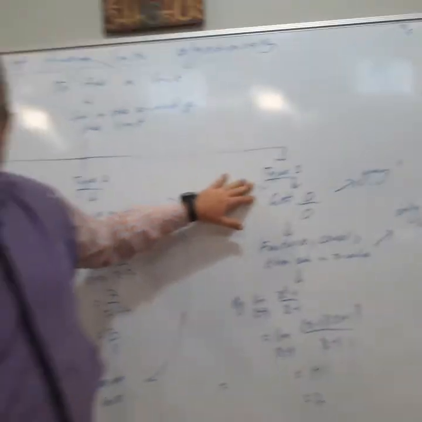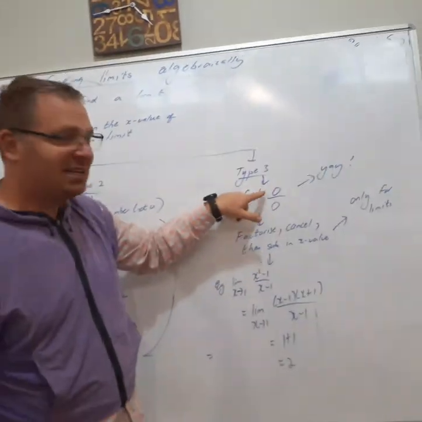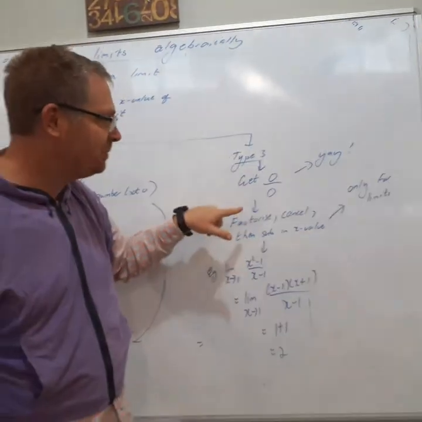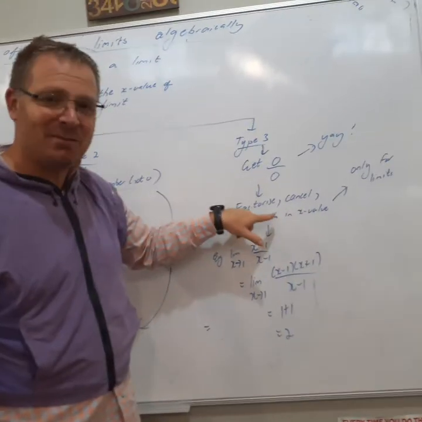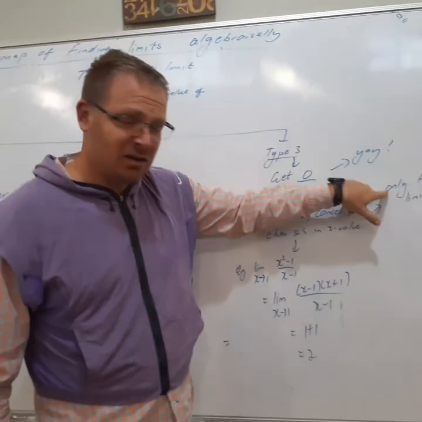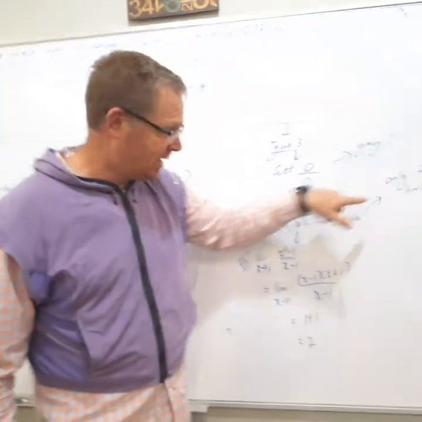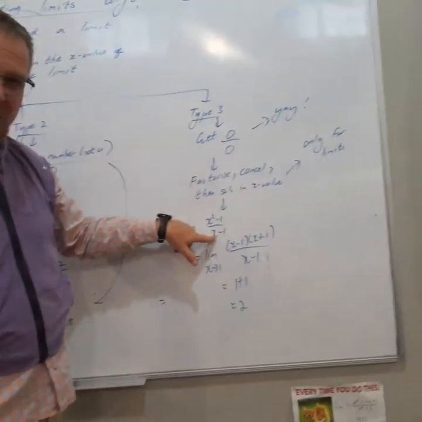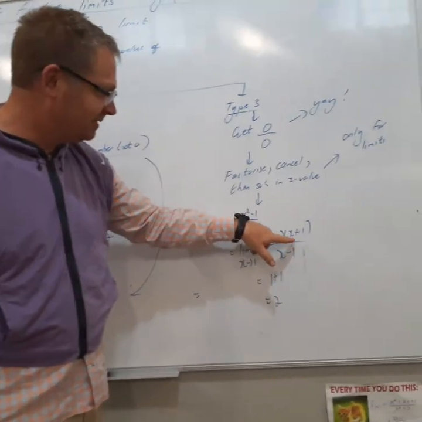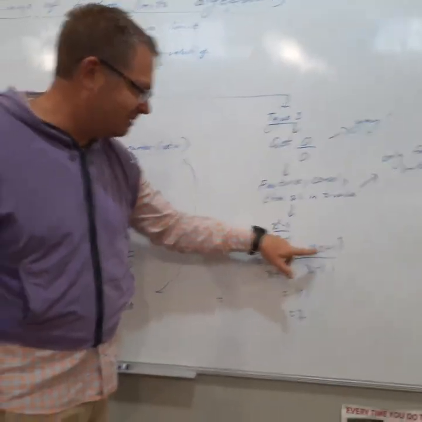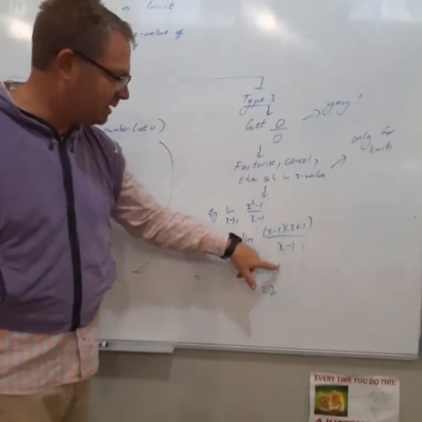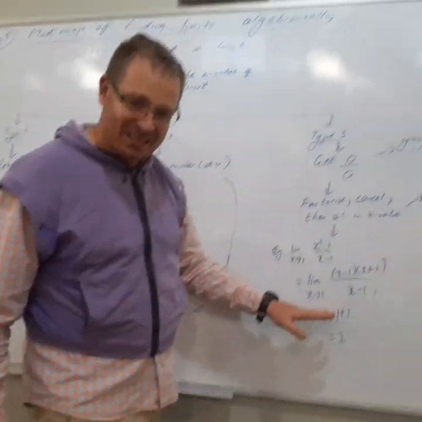The most interesting one is type 3, yay, where you get 0 over 0. What that means is there's more work to be done. What do we do? We factorize, cancel, and then we sub in the x value. Remember, you can only do that for limits, not when you're finding y values. So, for example, the limit as x tends to 1 of x squared minus 1 over x minus 1. That factorizes to this, the x minus 1 is cancelled, and you're left with x plus 1. Sub in x is equal to 1, you get 1 plus 1, which is 2. And then you're done. So that's your three types.